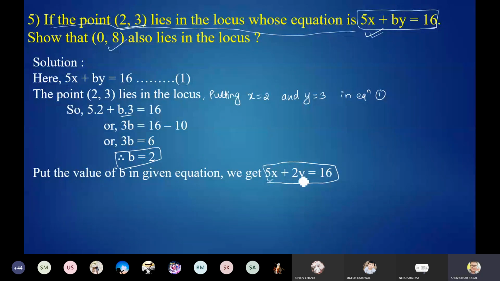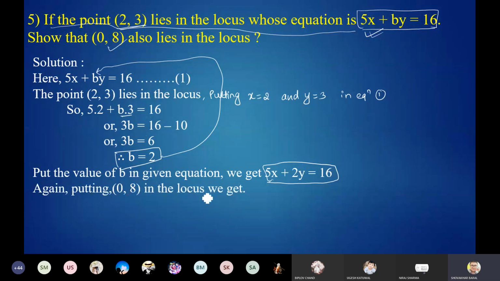The equation will be 5x plus 2y equals to 16. I am putting this value of b here, okay? So it will be 5x plus 2y is equals to 16. So the second part, so that the point 0, 8 lies in the locus. Let's show it.